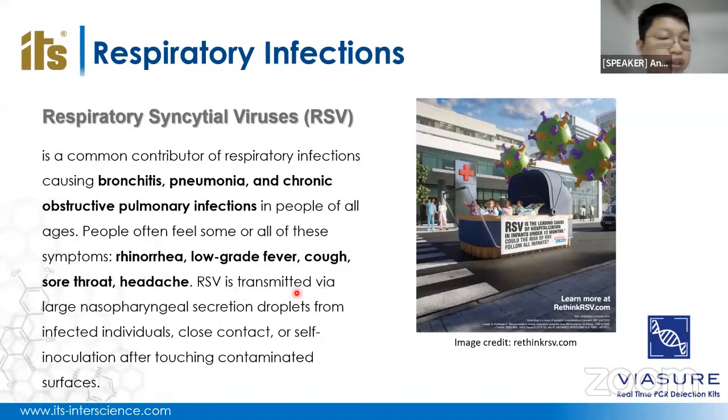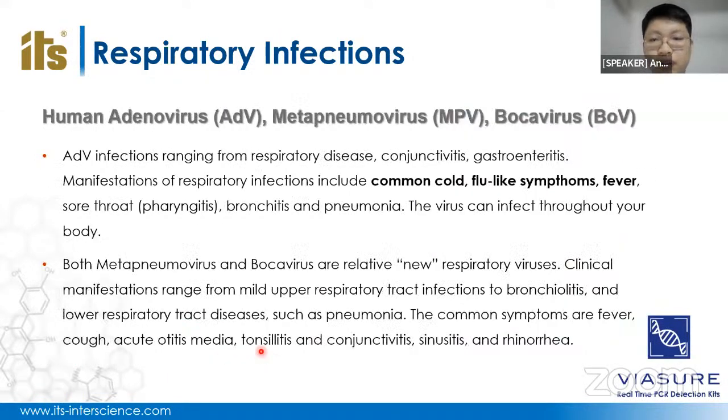RSV is generally transmitted through large nasopharyngeal secretion droplets from the infected individual. Close contact or indirect contact by touching will also spread it, so it can last long on surfaces. And then there are more, like adenovirus, metapneumovirus, and Boca virus. We are getting more and more different kinds of viruses.